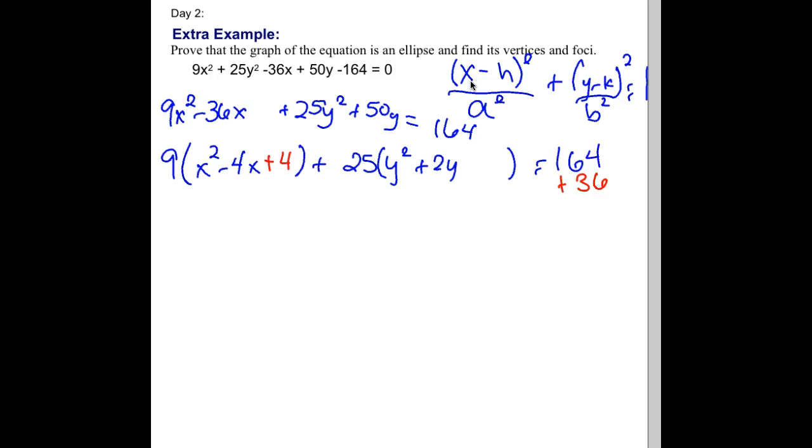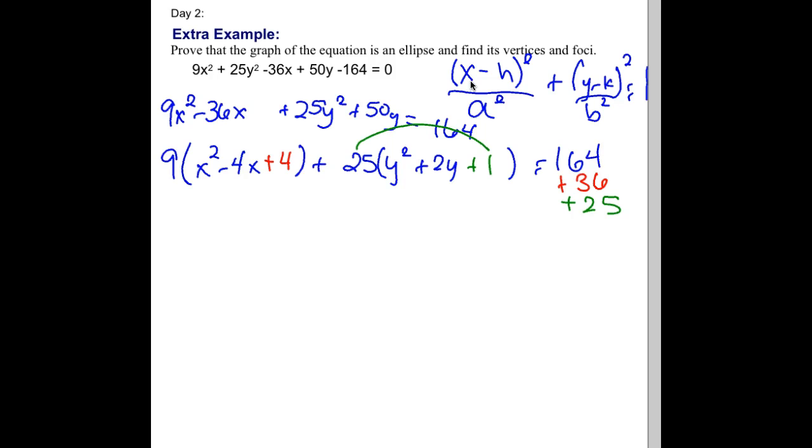Doing the same thing for the y's. I need half of my middle term, so half of 2 would be 1, and then square it. 1 squared is 1. So I'm going to write it as a 1 here, but what did I really add? I really added 25, because this 25 gets multiplied over there. So I have to add 25 to balance it out on the other side.